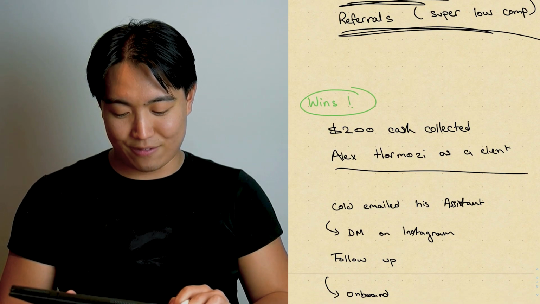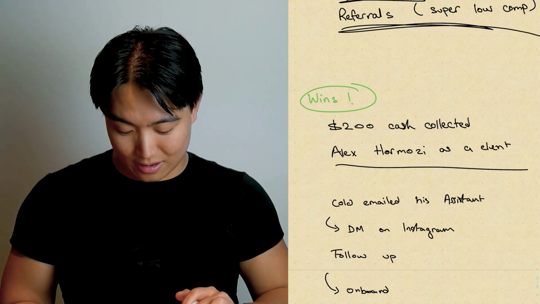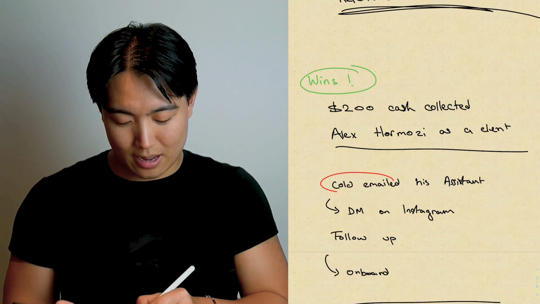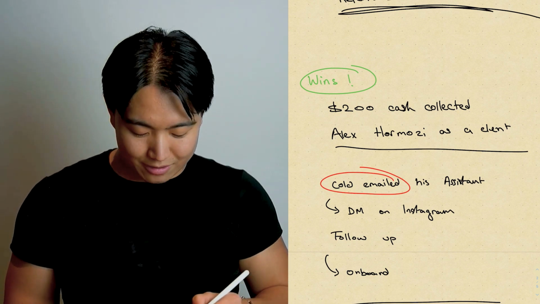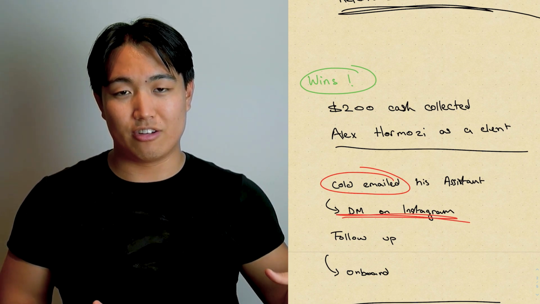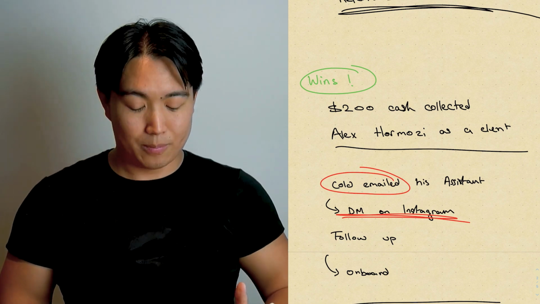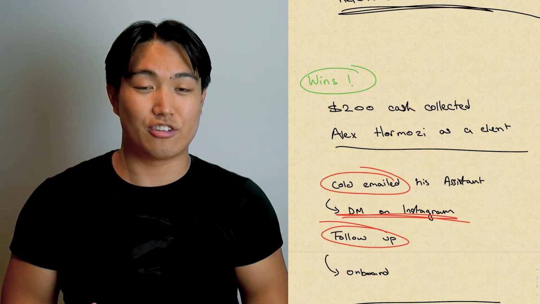But anyways, if you guys are curious on the process of how I secured Alex as a client, I basically cold emailed his assistant, right? Found her email, cold emailed her, she got back to me. I also DM'd him personally on Instagram with a quick message explaining the situation and how I can help. And essentially, I was able to follow up with them fairly relentlessly, and over the period of about 2 weeks, I managed to close them.